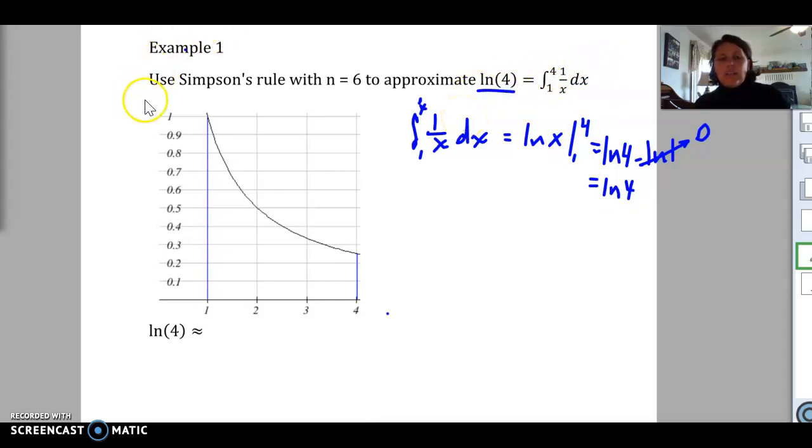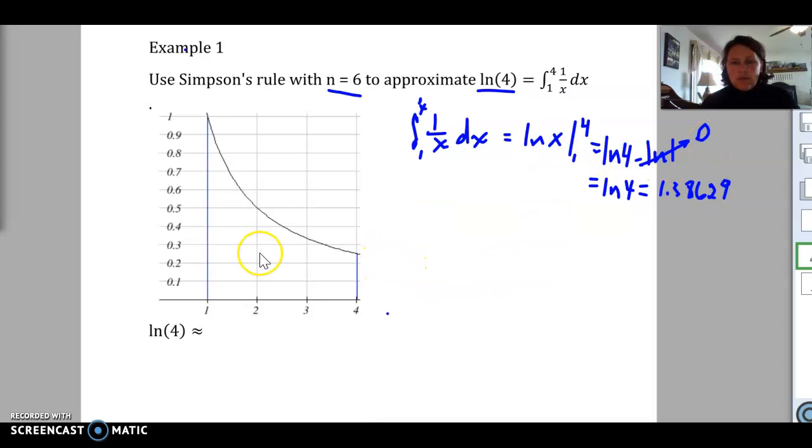So we're going to now use Simpson's rule with 6 subdivisions to approximate what this integral equals. And then we will compare that to the natural log of 4 and see how close we are. So natural log of 4 equals 1.38629. Okay. So let's go ahead and set up our Simpson's rule and see what we get when we use Simpson's rule.